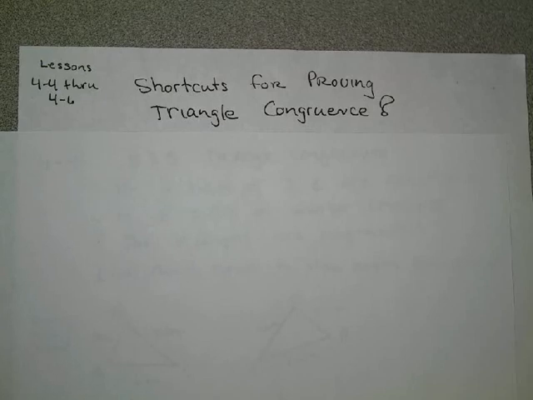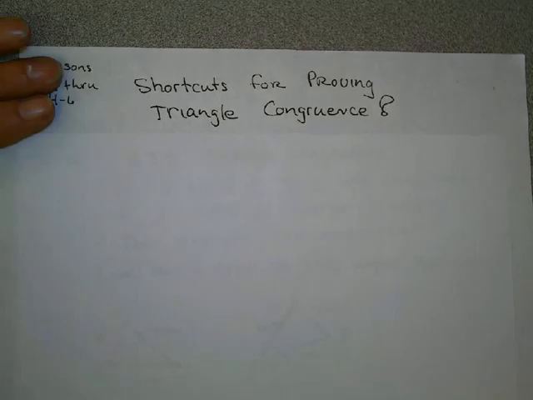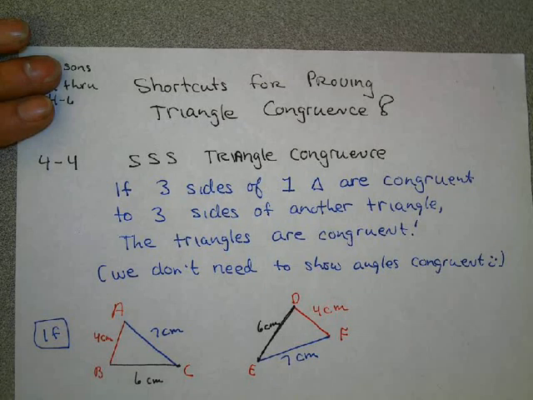We're still going to prove triangles are congruent for the rest of this chapter and a little bit more for the rest of the year, but I've got some great shortcuts for you. So lesson 4.4 through 4.6 is all about the shortcuts, and today we're going to look at 2 of them. We're going to look at our first triangle congruence theorem, which is simply the side, side, side triangle congruence theorem. That's why you see SSS. That stands for side, side, side triangle congruence.